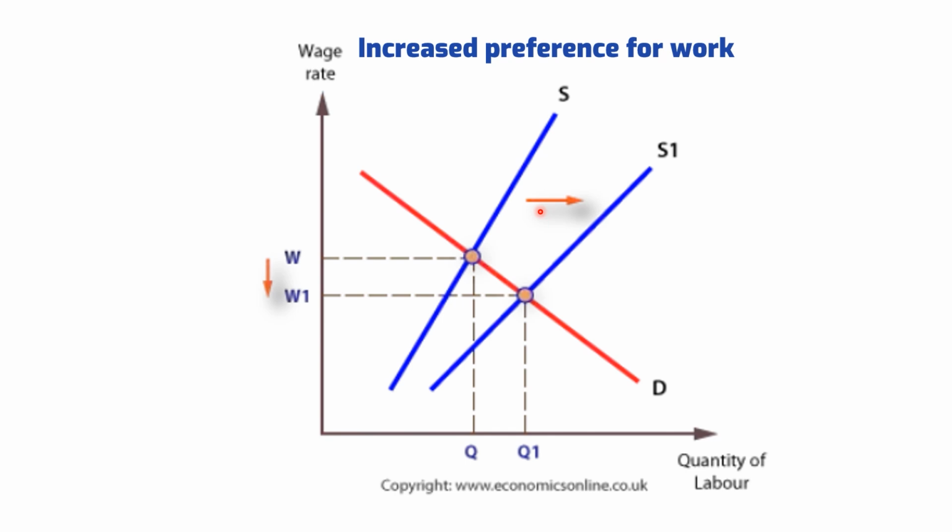As the labor supply increases, the equilibrium wage rate falls, assuming labor demand remains constant. This is because more workers are competing for the same number of jobs, giving the employers greater bargaining power.